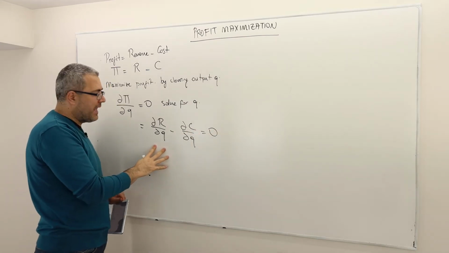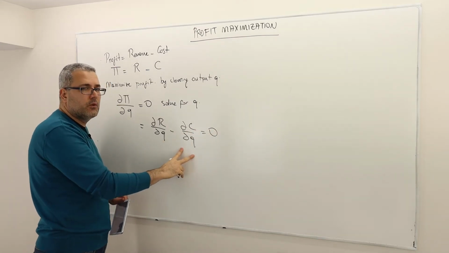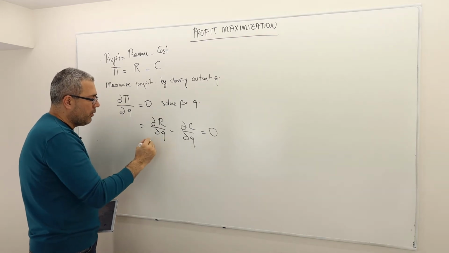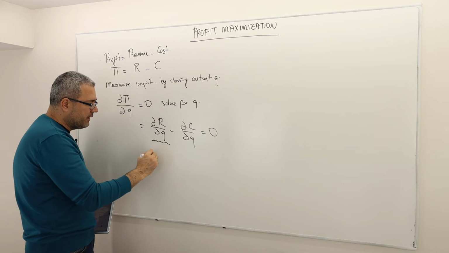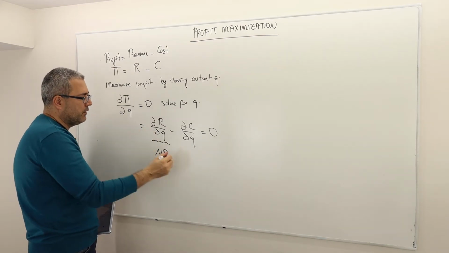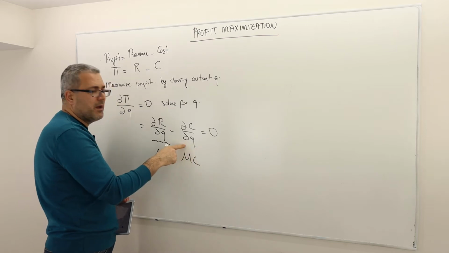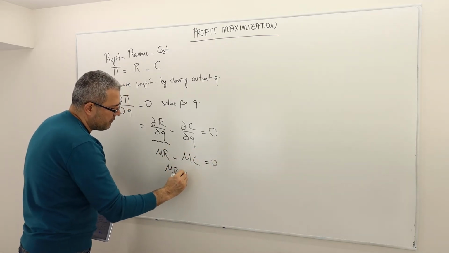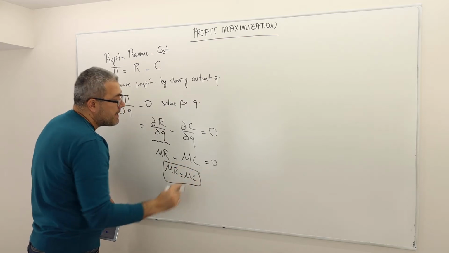Well, obviously I can't know what this or this equals unless I know the revenue and the cost. But what I know is that we call this marginal revenue. All right, so the marginal revenue minus marginal cost, remember, equals 0. So that means marginal revenue must be equal to marginal cost.